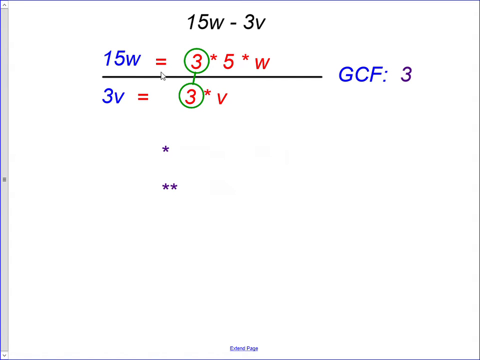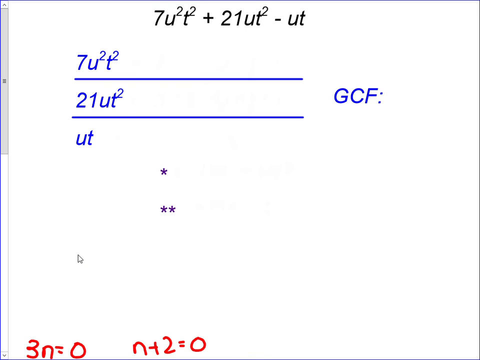So I'm going to rewrite each term after I've pulled out the greatest common factor. So 15w becomes 3 times 5w. And then from that, I'm going to subtract 3 times what's left over, which is v. So I have 3 times 5w minus 3 times v. I'm going to use the distributive property, which says I can rewrite that as 3 times the difference of 5w and v. Let's take a look at one more example before we move on.